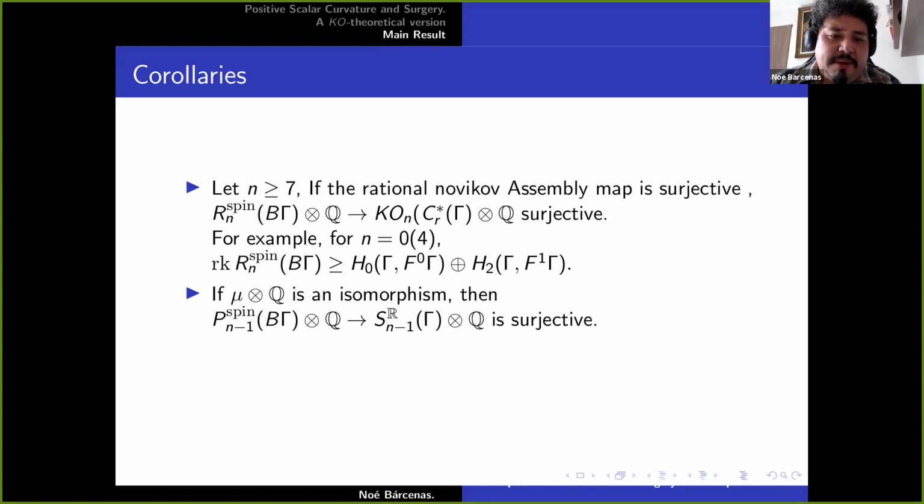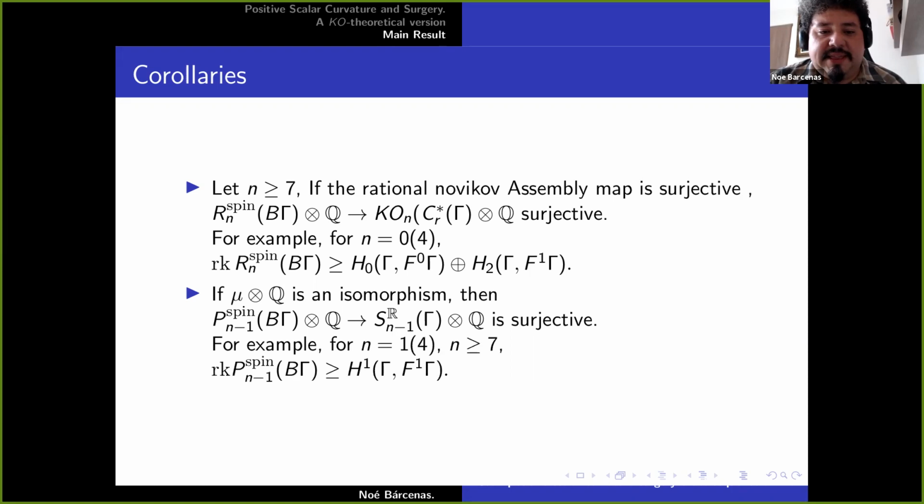And then if this other assembly map is an isomorphism, then the map going from Pn, so this is the positive scalar curvature bordism, into the real version of the analytic surgery structure set, this map is surjective. And if you consider this specific n of the form 1 modulo 4, then the rank is at least h1 of gamma with these coefficients.